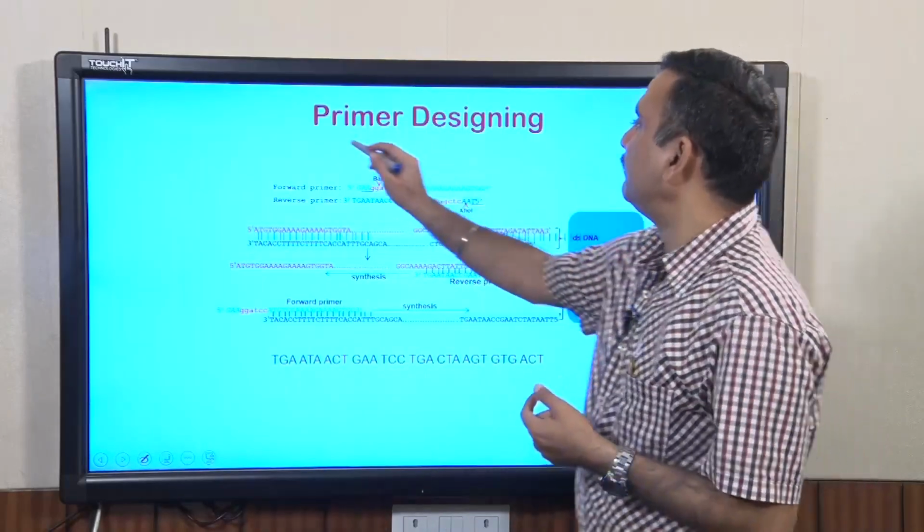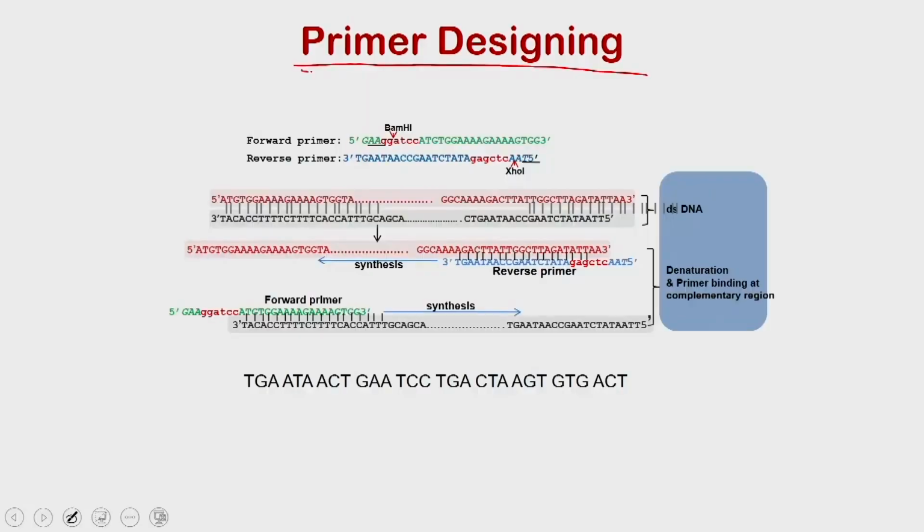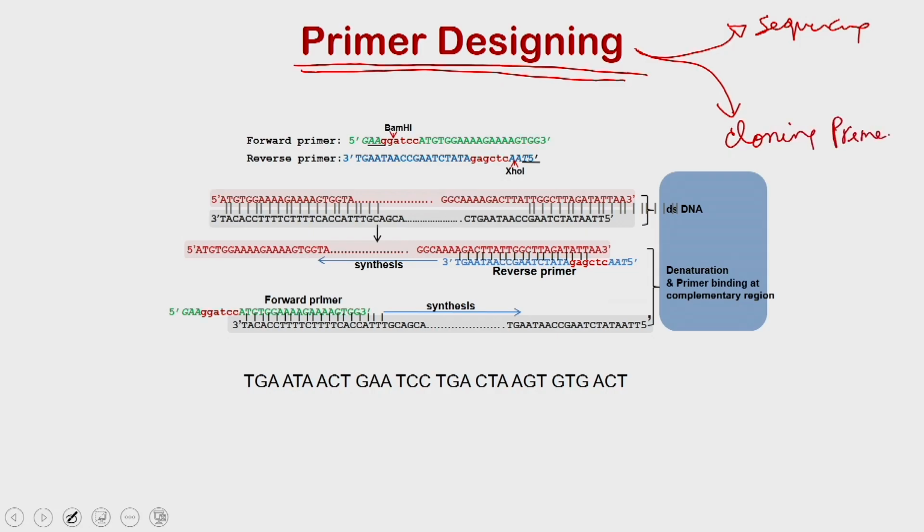Now, let us see how to design the primer. Primers are designed for 2 purposes: one is called the sequencing primer, and the other is called the cloning primer. Sequencing primers are easy to design, because they amplify your region, and you can get that amplified PCR product and use it. Whereas cloning primers are a little more complicated to design, because cloning primers require a very specific set of things.